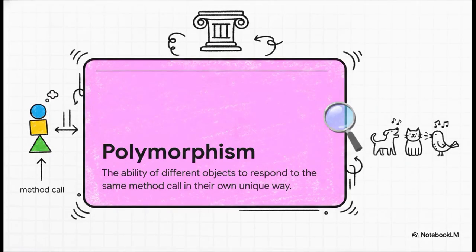Okay, pillar 3 is polymorphism. I know, it sounds like some heavy academic jargon, but look at what it actually means. It's simply the ability of different objects to respond to the exact same method call, each in their own unique way. Once you visualize it, it's actually incredibly intuitive.